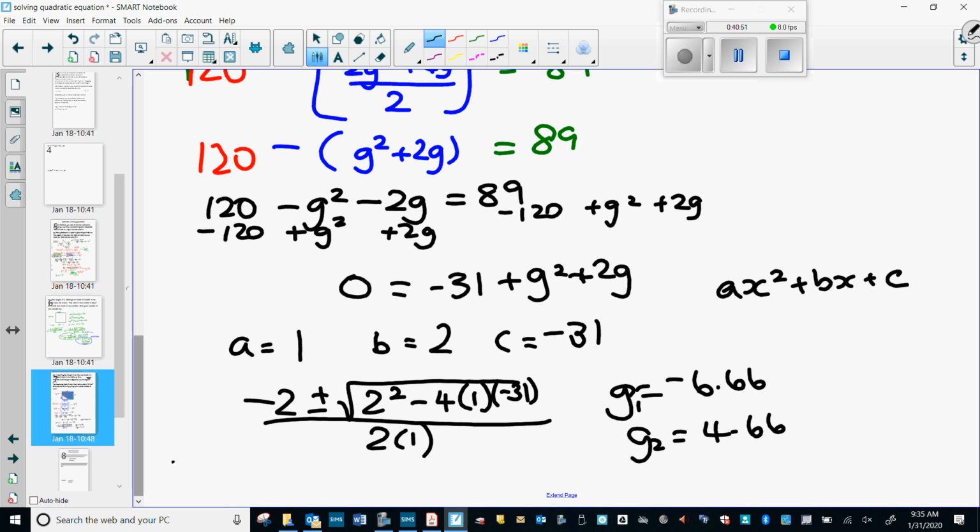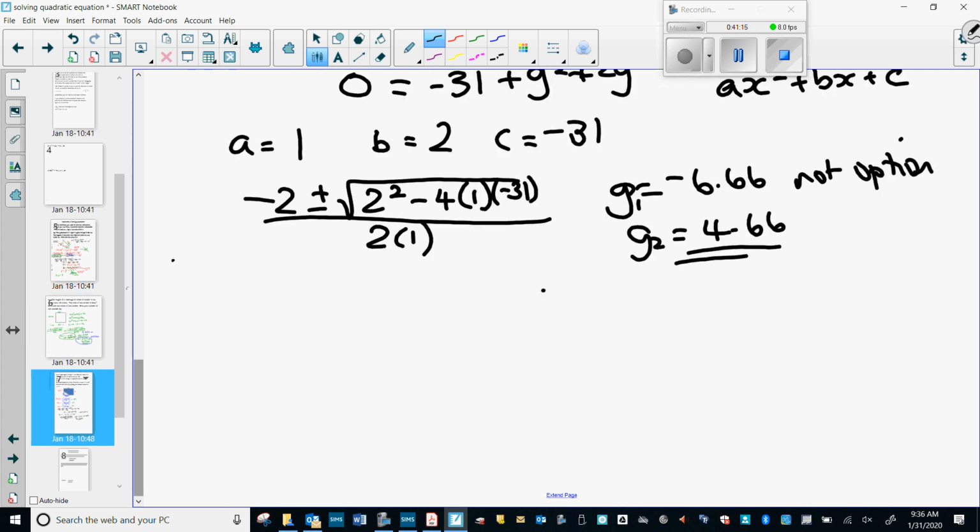So now, are either of these more suitable or less suitable? This one, 4.7, is the one we're interested in, the other is not an option. And what have they asked us to do? Calculate, give me your answer to 2 sig fig. So we'd say G is 4.7. It's in centimeters.